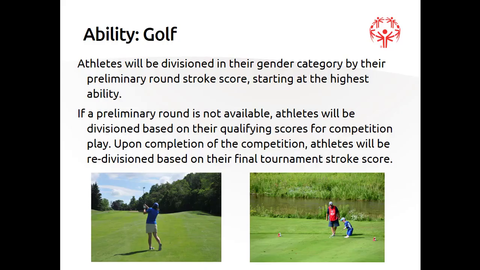In golf, athletes will be divisioned in their gender category by their preliminary round score, starting at the highest ability level. If the competition does not offer a preliminary round, the qualifying score of the average of their most recent 6 games will be used for placing the athletes into groups for competition play. In this case, athletes will be redivisioned based on their final tournament stroke score in order to determine placements.